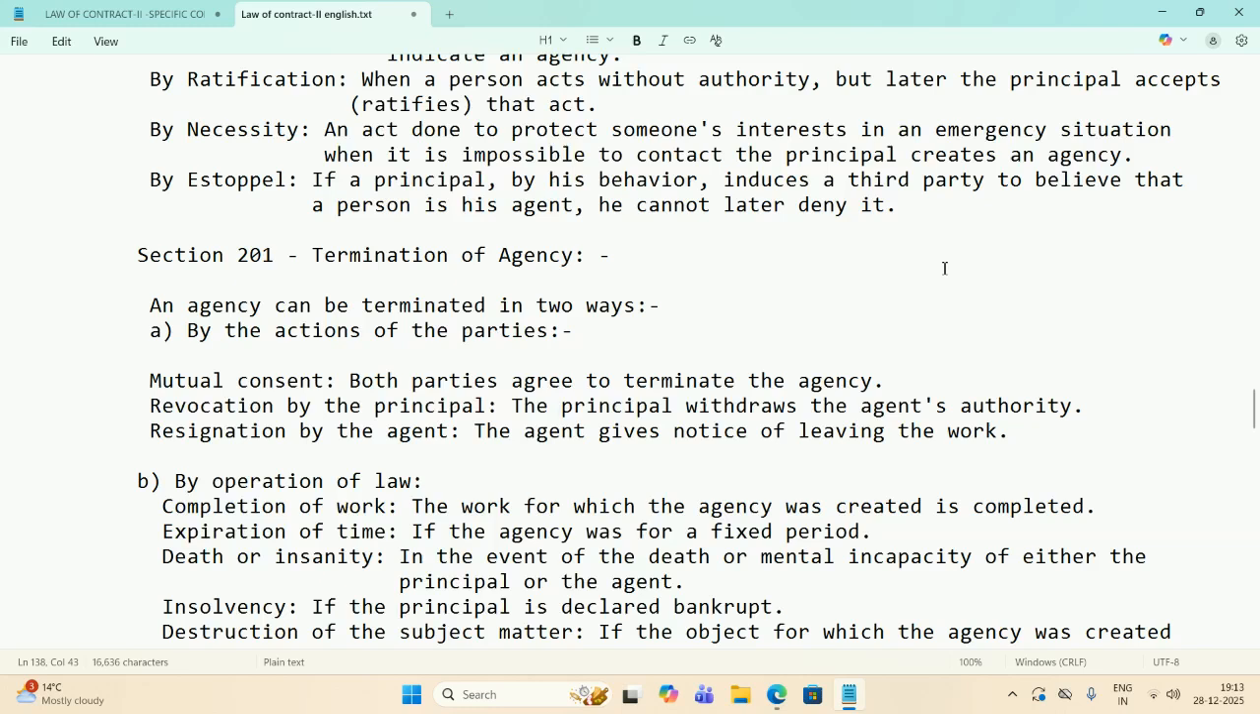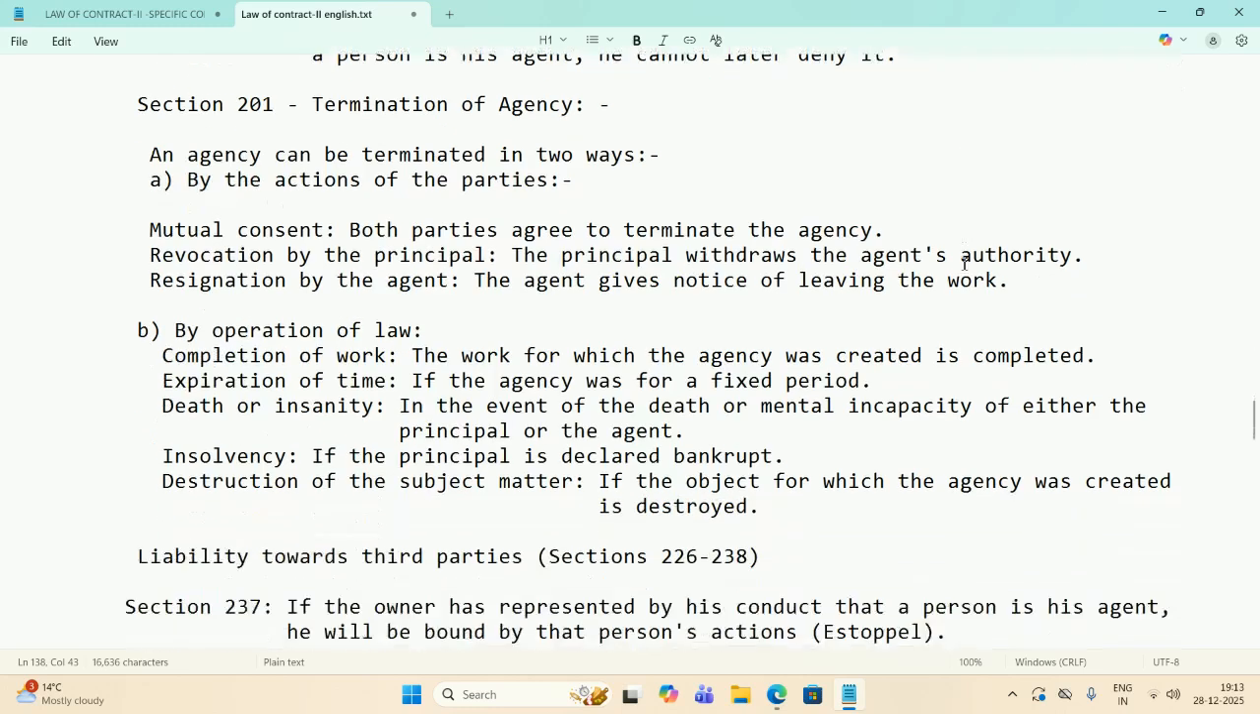By the actions of the parties. Mutual consent: both parties agree to terminate the agency. Revocation by the principal: the principal withdraws the agent's authority. Resignation by the agent: the agent gives notice of leaving the work.